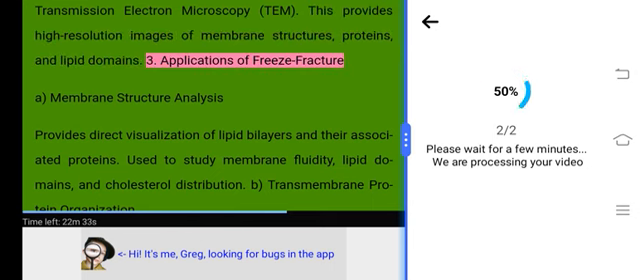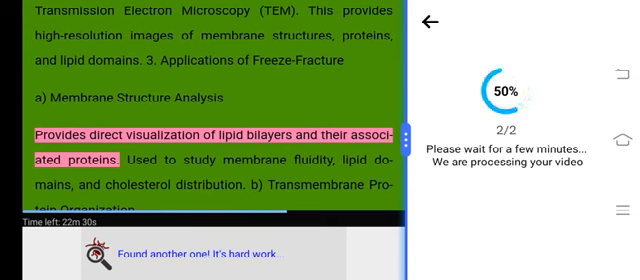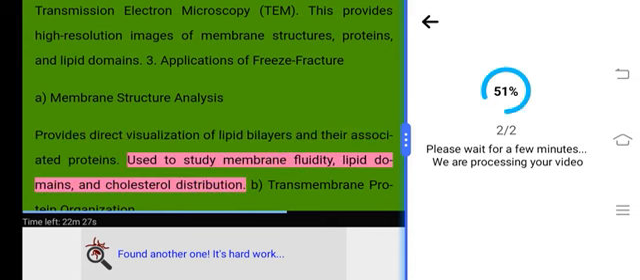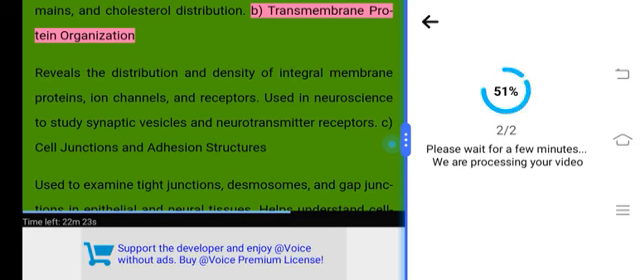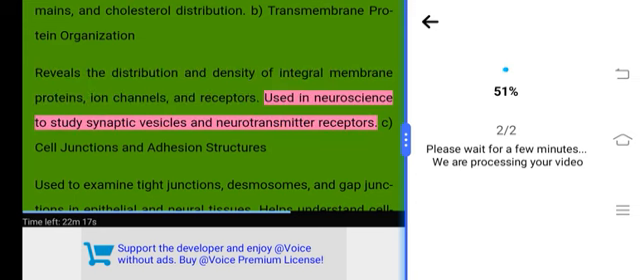3. Applications of freeze fracture. A. Membrane structure analysis. Provides direct visualization of lipid bilayers and their associated proteins. Used to study membrane fluidity, lipid domains, and cholesterol distribution. B. Transmembrane protein organization. Reveals the distribution and density of integral membrane proteins, ion channels, and receptors. Used in neuroscience to study synaptic vesicles and neurotransmitter receptors.